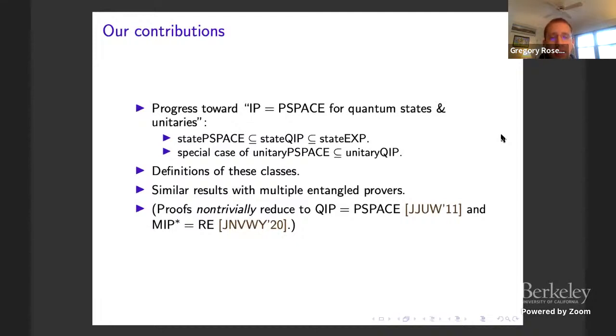In the case of unitaries, we don't get as strong results. We only prove that a certain subclass of unitaryPSPACE is contained in unitaryQIP. And also, we get similar results with multiple entangled provers rather than just a single prover. And these proofs reduce to QIP equals PSPACE and MIP star equals RE, but these reductions are non-trivial.